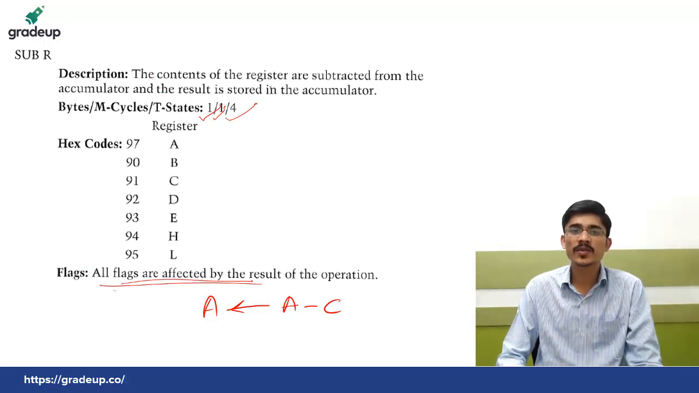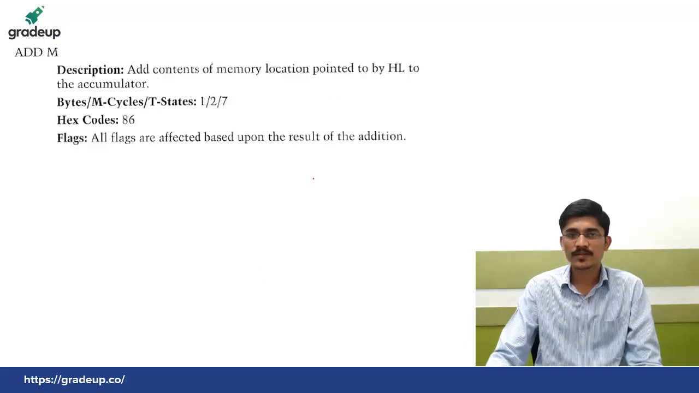The description of this instruction is that the contents of the register are subtracted from the accumulator. Be alert that it is A minus C, not C minus A. C minus A is not there, it's A minus C, and the result is stored back inside the accumulator. So this is how the subtract R instruction works. Let's move to the next instruction.